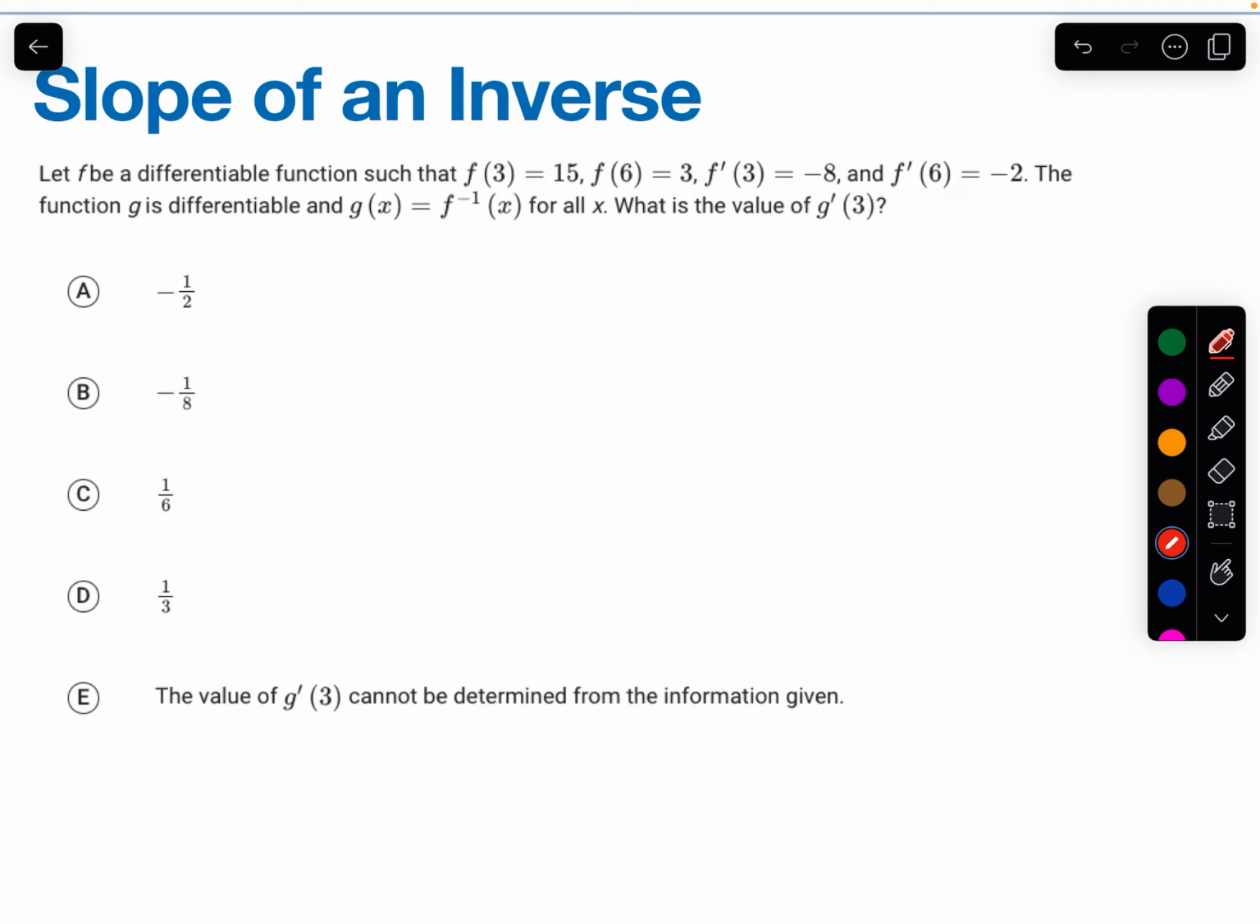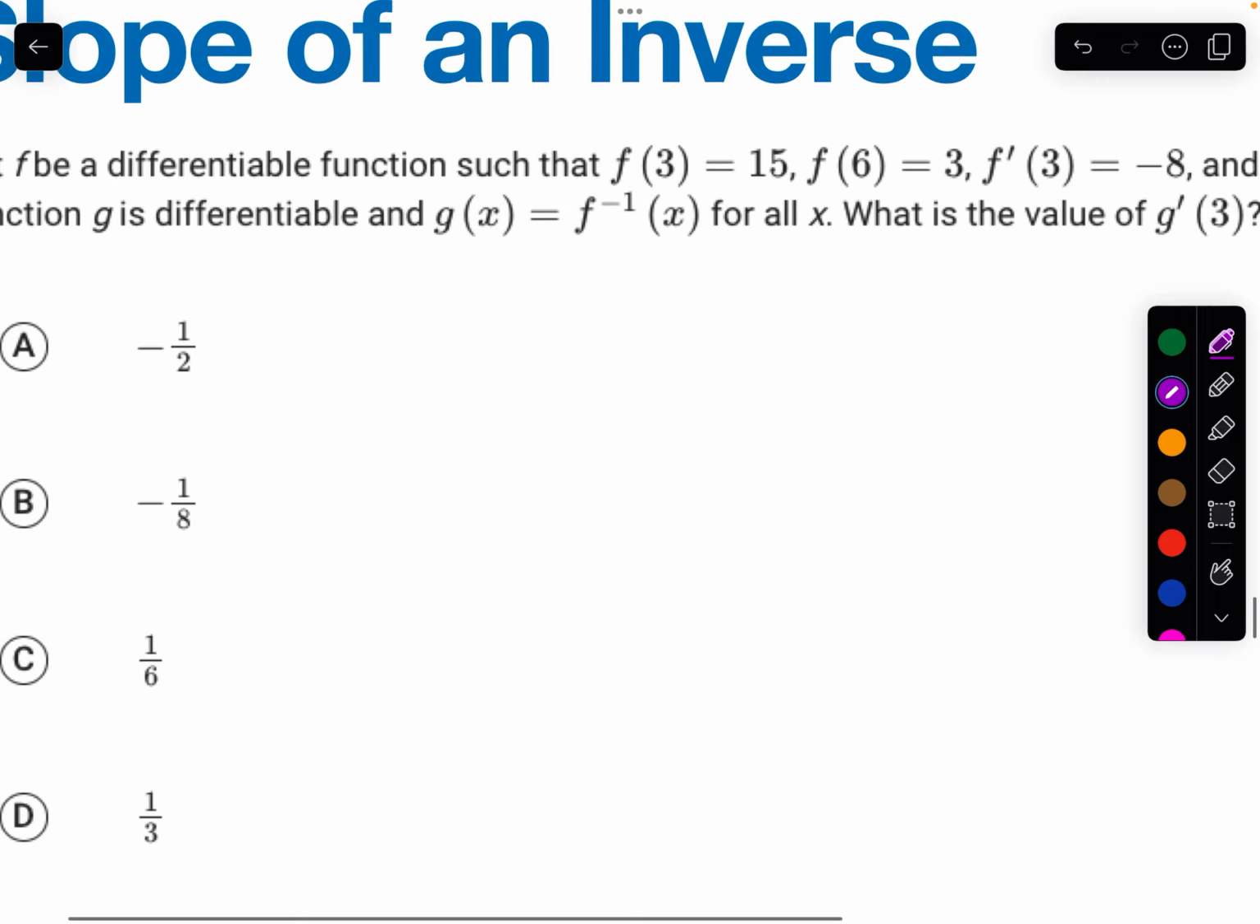We know that g is the inverse of f. We want the value of g prime of 3. We don't know the actual function rules here, but we have enough information provided we understand the relationship between the slopes of these two inverses. Here's how I like to write it down.